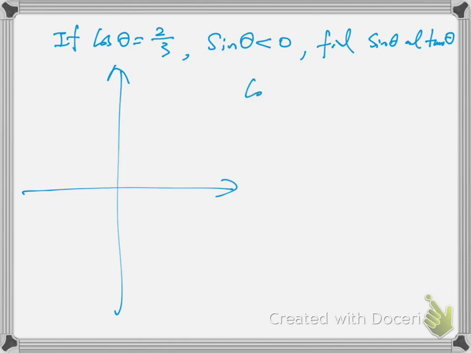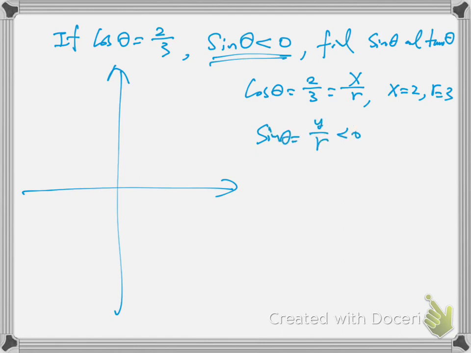So now, let's first write down cosine theta is 2 over 3. So this is x over r. Then we know x is 2, r is 3, right? Okay, so now we also know sine is less than 0. So sine theta is y over r is less than 0. r is always positive, right? So that means y is less than 0. So x is 2, y is less than 0.